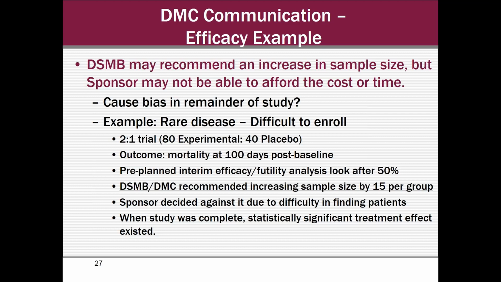The DSMB recommended increasing the sample size to about 30. They did an interim efficacy analysis about halfway through, and they recommended increasing the sample size to about 30 subjects. And the sponsor couldn't do it because it was such a rare disease. They said it's going to take us long enough to get the original 80 and 40. Okay?